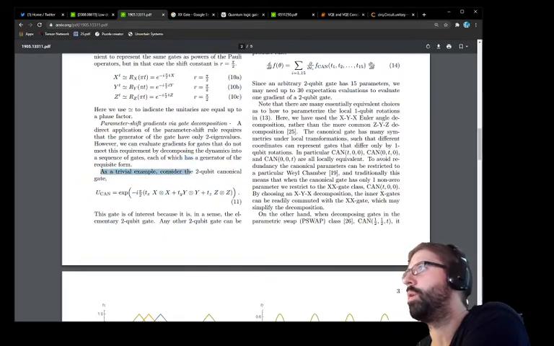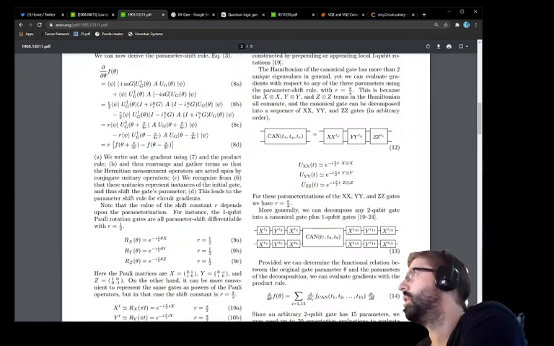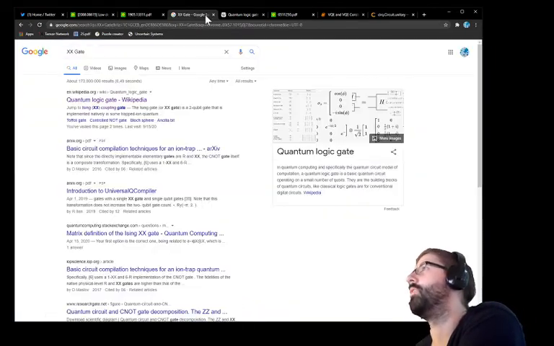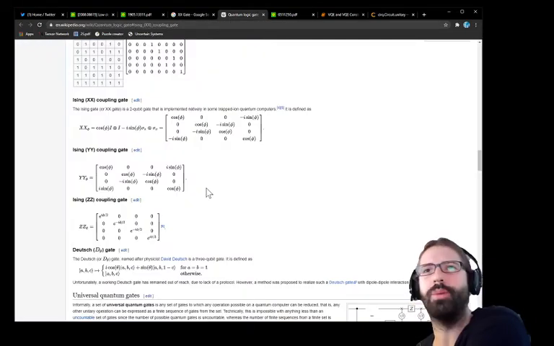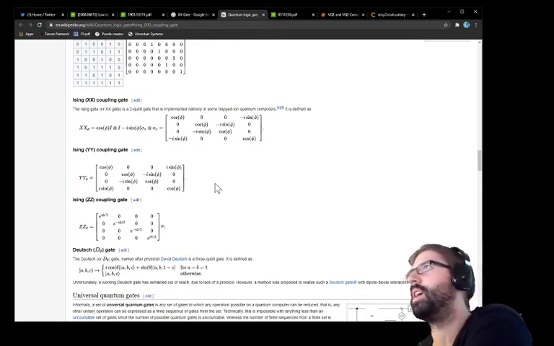As a trivial example, consider the 2-qubit canonical gate. This gate is intrinsic to the 2-qubit gate. That's the reason I actually have these. I actually opened that because I forgot what those gates were. The Ising gates. But you can see already here that they also have this form.